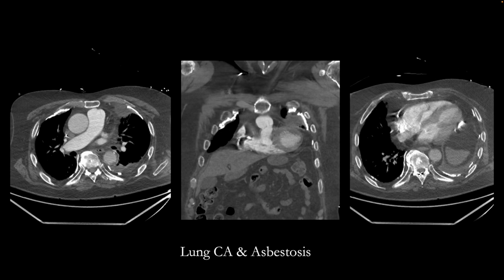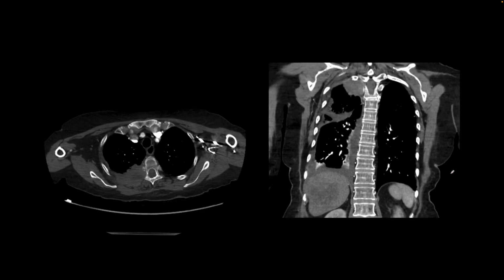This is another patient where we see lung cancer with associated signs of asbestosis. We see pleural calcifications seen in both lungs, along with a small effusion on the left side. This next patient also has a cancer which is invading the posterior chest wall, seen right there in the right upper lobe of the lung.